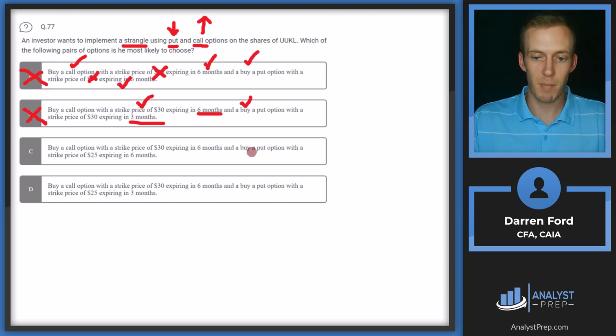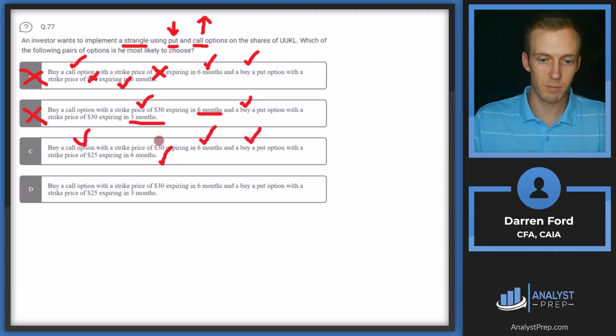C, buy a call option with a strike price of $30 expiring in 6 months, and buy a put. So we're buying both. That's good. With a strike price of $25 expiring in 6 months. So we've got expiration right, we're buying both, and we've got the call option price at $30, which is higher than the put option at $25. Sounds exactly like our strangle definition.